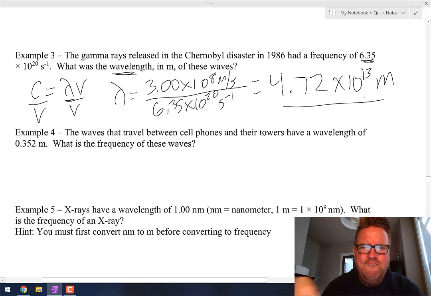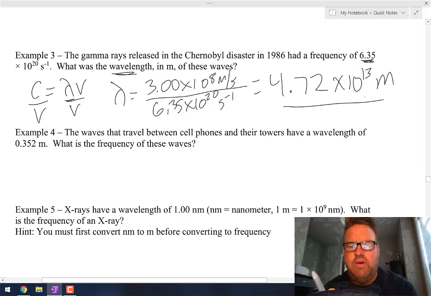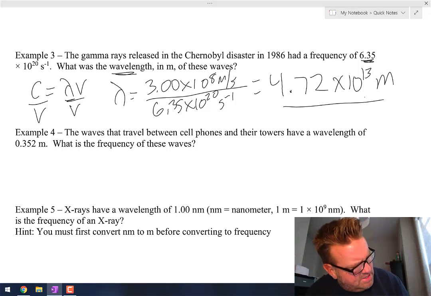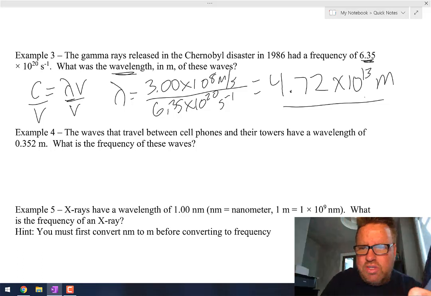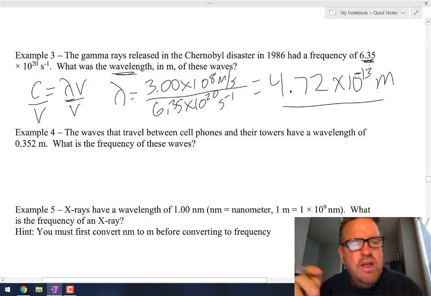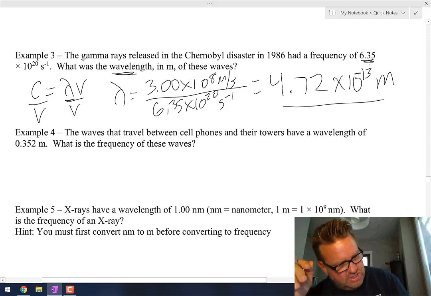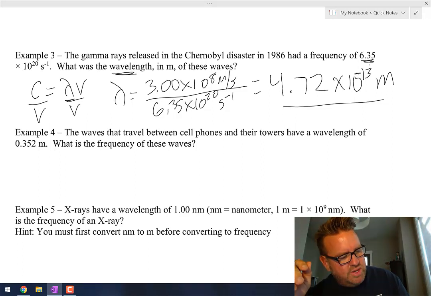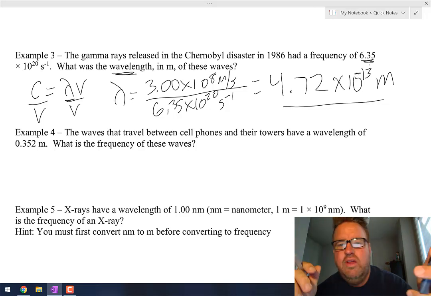Okay? Except I did that wrong. I know that I did that wrong. And the biggest problem is that I just couldn't see it. I believe it's 4.72 times 10 to the negative 13th. How about that? Good. See, I already told you I mess up sometimes, and I literally just couldn't see it on my calculator screen. Yep, 4.72 times 10 to the negative 13th.